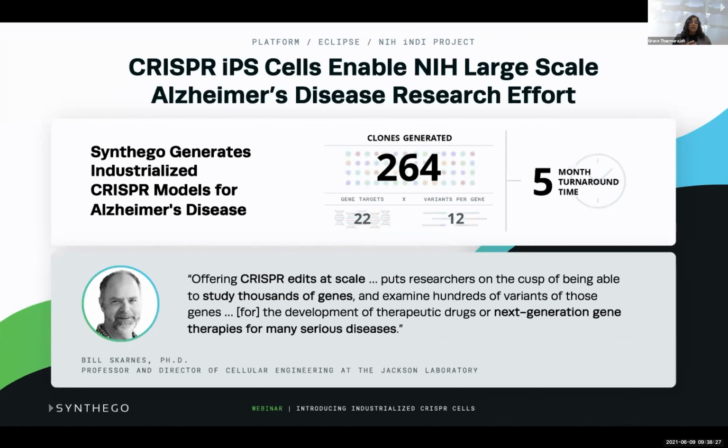And so the ability to process in this parallel way and at scale allowed us to generate these clones with a fairly rapid turnaround time, and therefore potentially accelerating disease research projects.